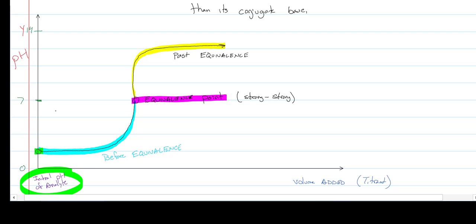Now, the equivalence is not always at 7. Strong it is, strong weak it's not. But that's the general characteristics, and I just want to point some out. A lot of times, from around somewhere in here, that dotted line, to somewhere in there, that could be 1 or 2 drops of titrant. So it's not a big amount. Not a big amount at all.